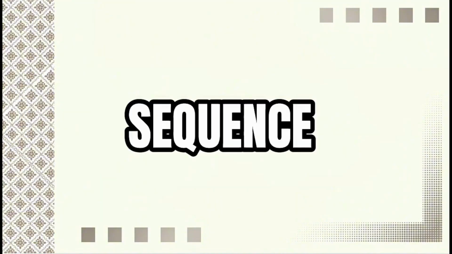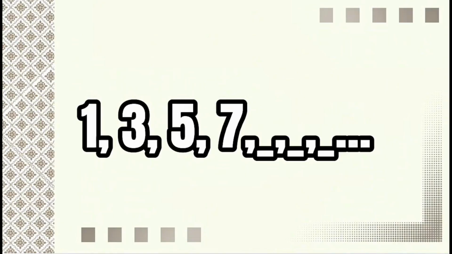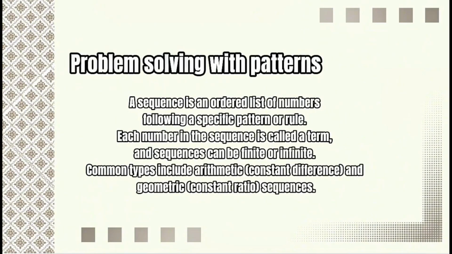I'm explaining to you my part, sequence. So what is a sequence? Let's take a look at this number: 1, 3, 5, 7, and the last three numbers are missing. So this is called a sequence. A sequence is an ordered list of numbers following a specific rule or pattern. Each number in a sequence is called a term, and a sequence can be finite or infinite. Common types include arithmetic and geometric sequences.